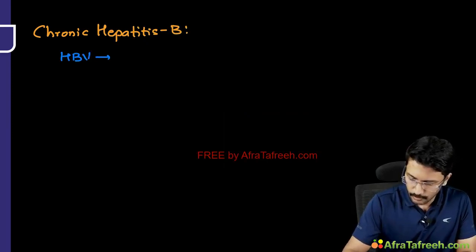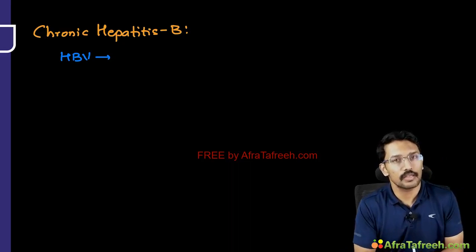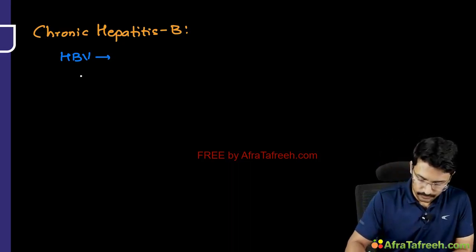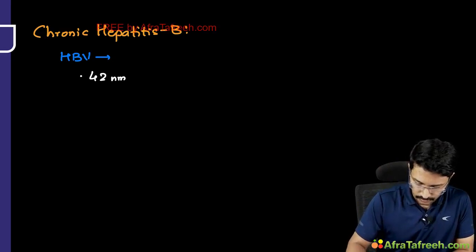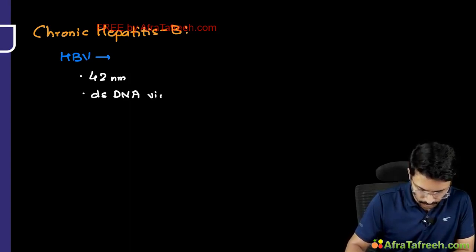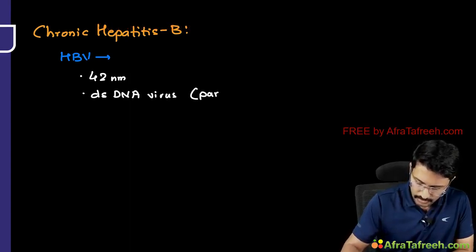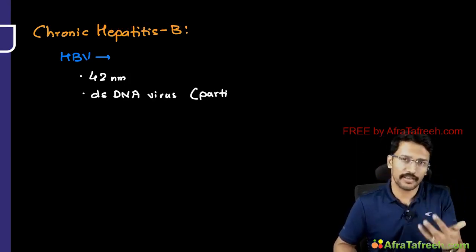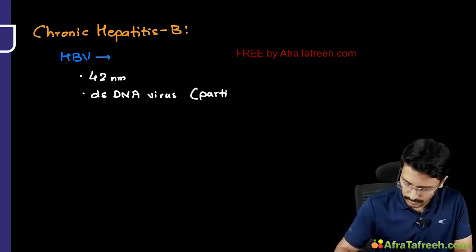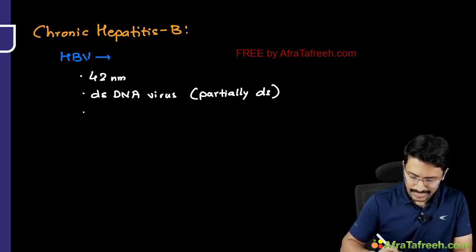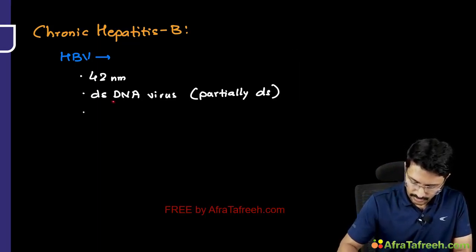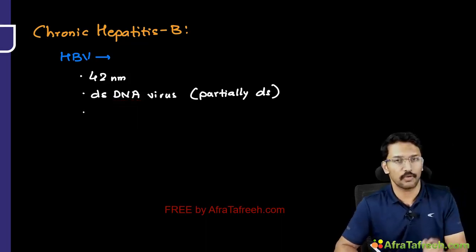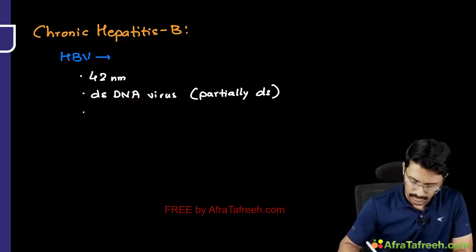First point is, among the hepatotropic viruses, this is the only DNA virus. This is a 42 nanometer double-stranded DNA virus. To be more precise, this is a partially double-stranded virus. That means its DNA at some length has a single strand and the remaining portion has a double strand. So it is a partially double-stranded, not completely double-stranded DNA virus. This is the only hepatotropic DNA virus among A, B, C, D, E. This is the only one which is a DNA virus.